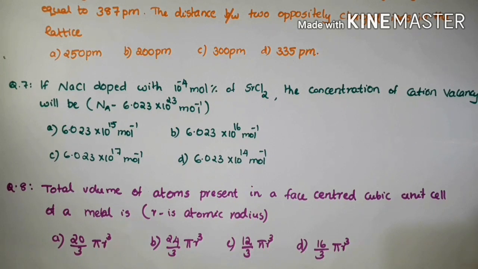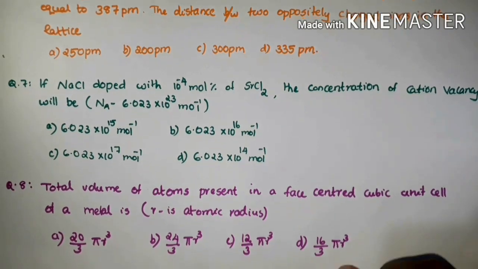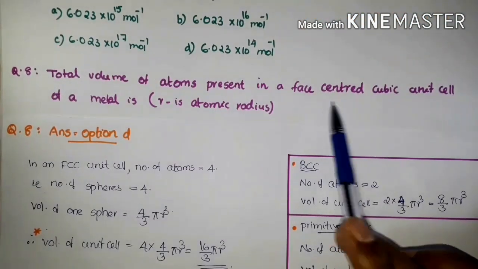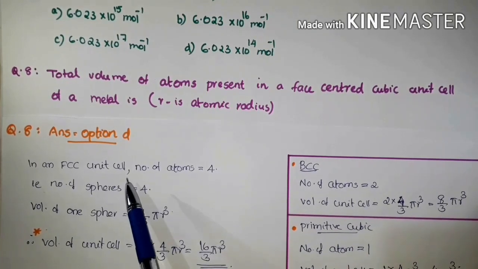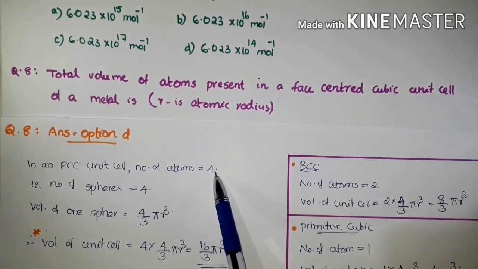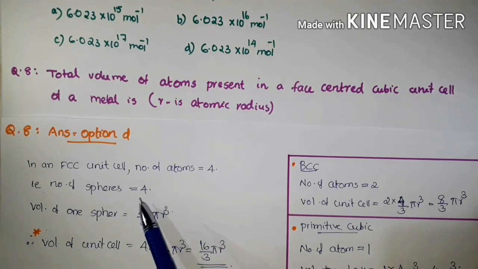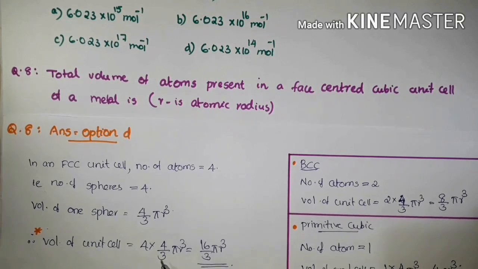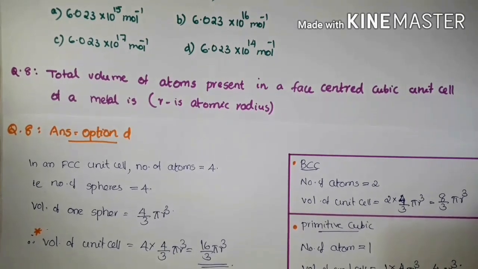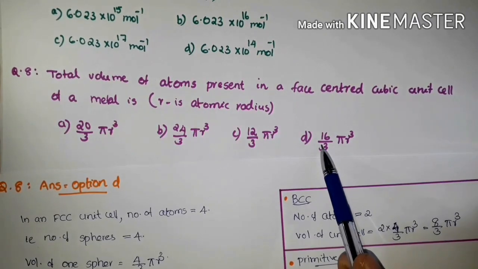Total volume of atoms present in a face-centered cubic unit cell of a metal is? Here r is the atomic radius of the metal. Check the answer. So here, face-centered cubic unit cell. In an FCC unit cell, the number of atoms is 4. Number of atoms means number of spheres is 4. And the volume of one sphere is 4 by 3 pi r cube. Therefore, the volume of the unit cell is 4 into 4 by 3 pi r cube, that is 16 by 3 pi r cube. Answer is 16 by 3 pi r cube, that is option D.